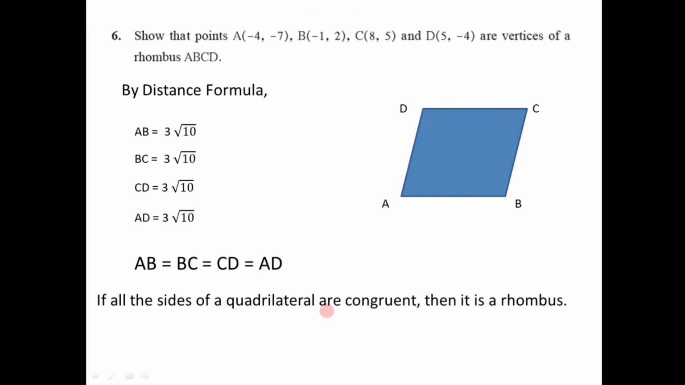And we know that if all the sides of a quadrilateral are congruent, then it is a rhombus. And as all these sides AB, BC, CD and AD of the quadrilateral ABCD are congruent, that's why the given quadrilateral ABCD is a rhombus.